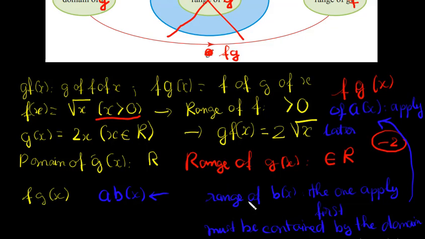Remember that the range of the one applied first, which is this one here, must be contained by the domain of the one applied later, which is the one we put in front.